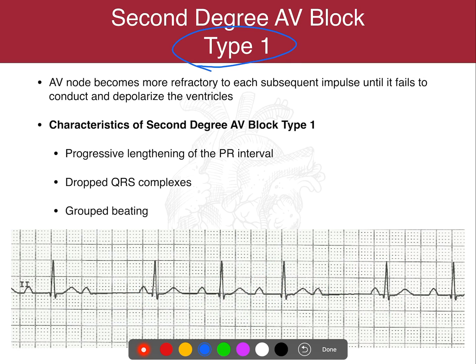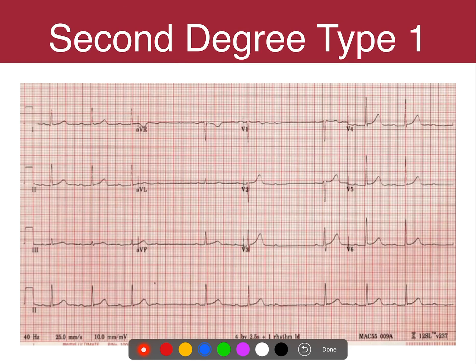The other thing I want to point out right here is called grouped beating, and all that means is that because there are some dropped QRS complexes here and here, you get the appearance of a group of beats that land here in the middle, and that's a clue that you may have a second degree AV block type 1 or a type 2, as you see these beats grouped together with the missing QRS complexes. So here's an example of second degree type 1. Again, the underlying rhythm here is going to be sinus or whatever it will be, and the patient will have a second degree type 1 along with it.